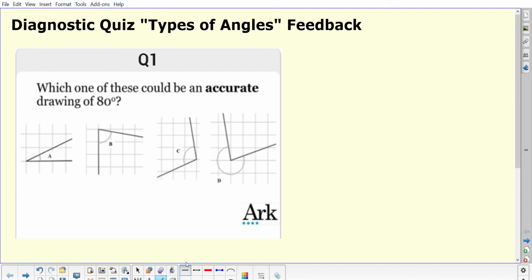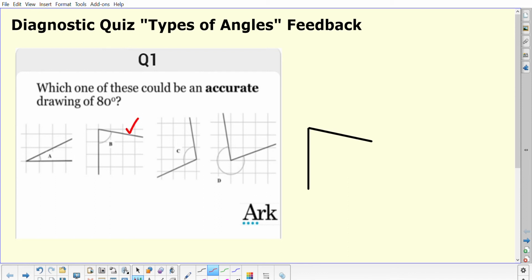From the lesson you should be aware of what an angle of 90 degrees would look like. An angle of 90 degrees would be your square corner, so something like that. So when you're looking for something that is 80 degrees, it's going to be just a little bit less than that. So the one that we should have been choosing here was in fact this one.